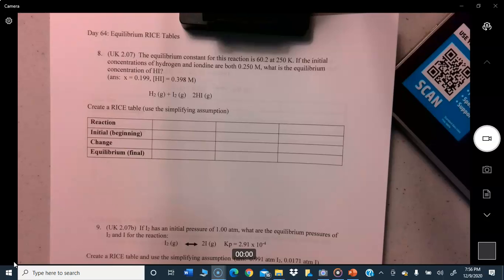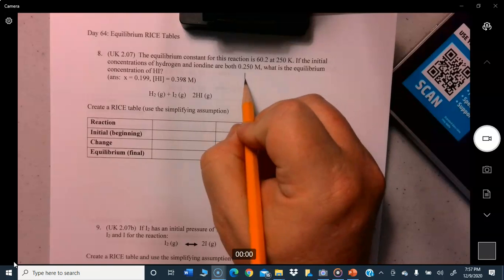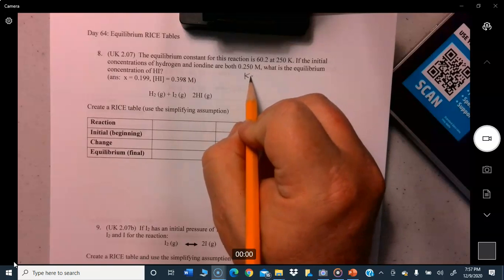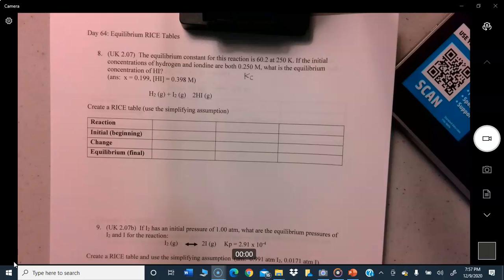Number 8, equilibrium constant for this reaction. Okay, so they're giving you K. We'll call it C. It could be Ke if you want. Again, they're giving you a temperature just to state the temperature's not going to change. If the initial concentration of hydrogen, and that should be iodine, are both 0.25 molar, what is the equilibrium concentration of HI?